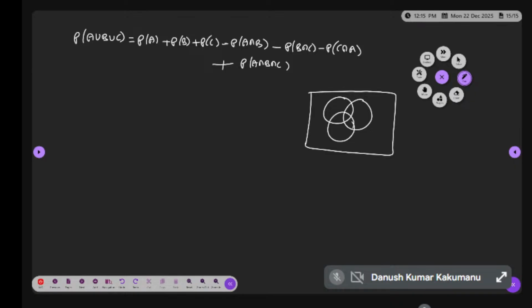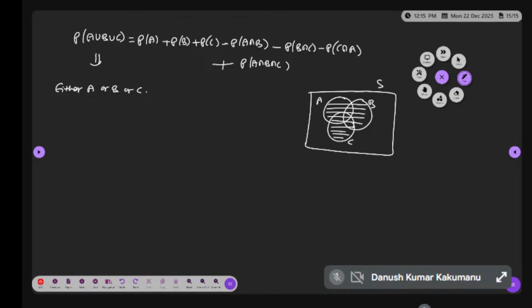The Venn diagram is the complete shade of the three events. This is the Venn diagram for A union B union C. What is the word they are using for this one here? Either A or B or C.